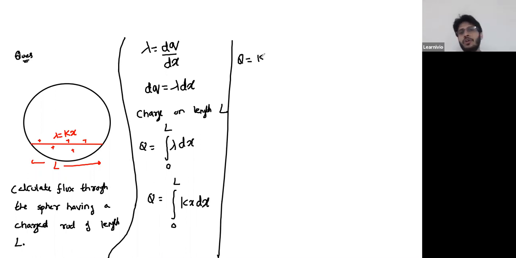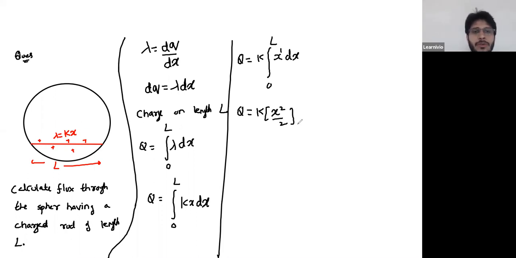This k is constant. You can take this constant out of the integral sign, and this is 0 to L. It's x dx. This is k times x to the power 1. You can integrate this x to the power 1. It's x square by 2, from 0 to L. So the total charge is k by 2 times L square minus 0 square. So the total charge inside the sphere is kL square by 2.